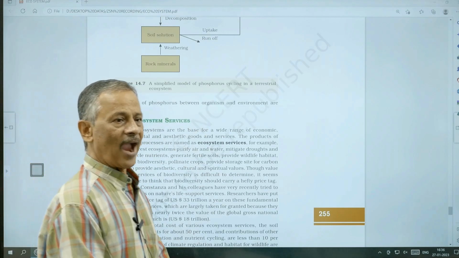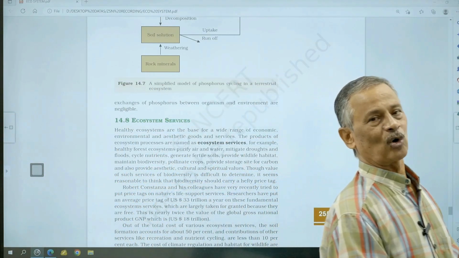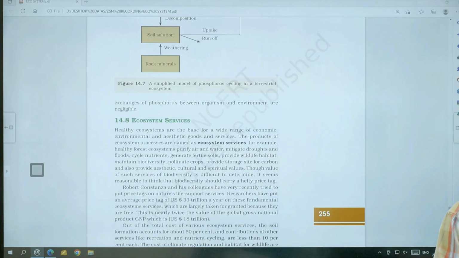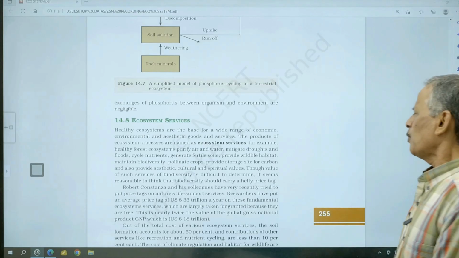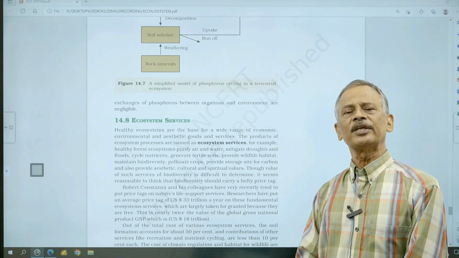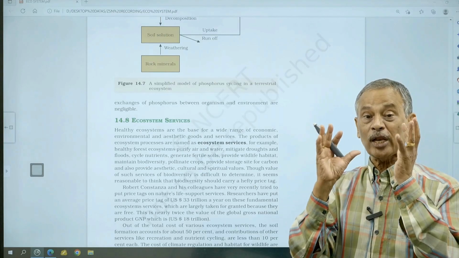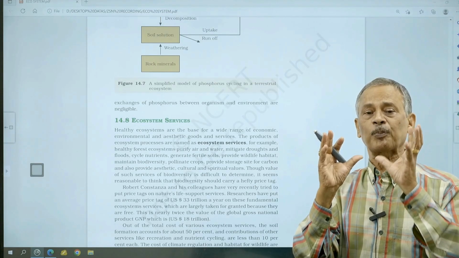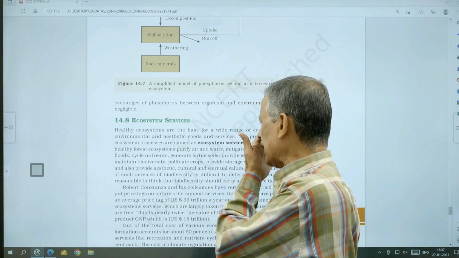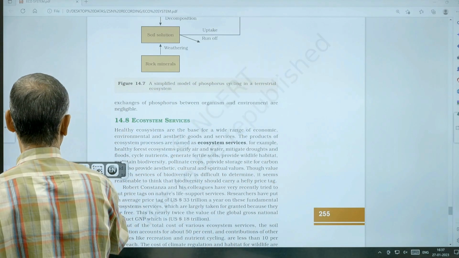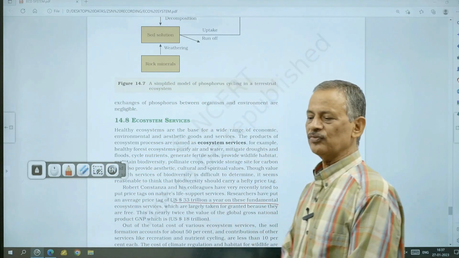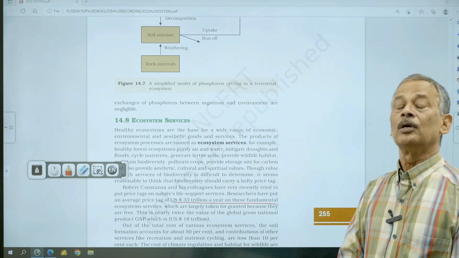We are getting either a service or we are getting a product. And what will be the value of that product or that service? That was calculated for the first time by Robert Constanza and his colleagues. In 1997, he estimated that the total value of all the services performed by our ecosystem will be roughly about 33 trillion American dollars. That's the value of services produced by ecosystem in 1 year.